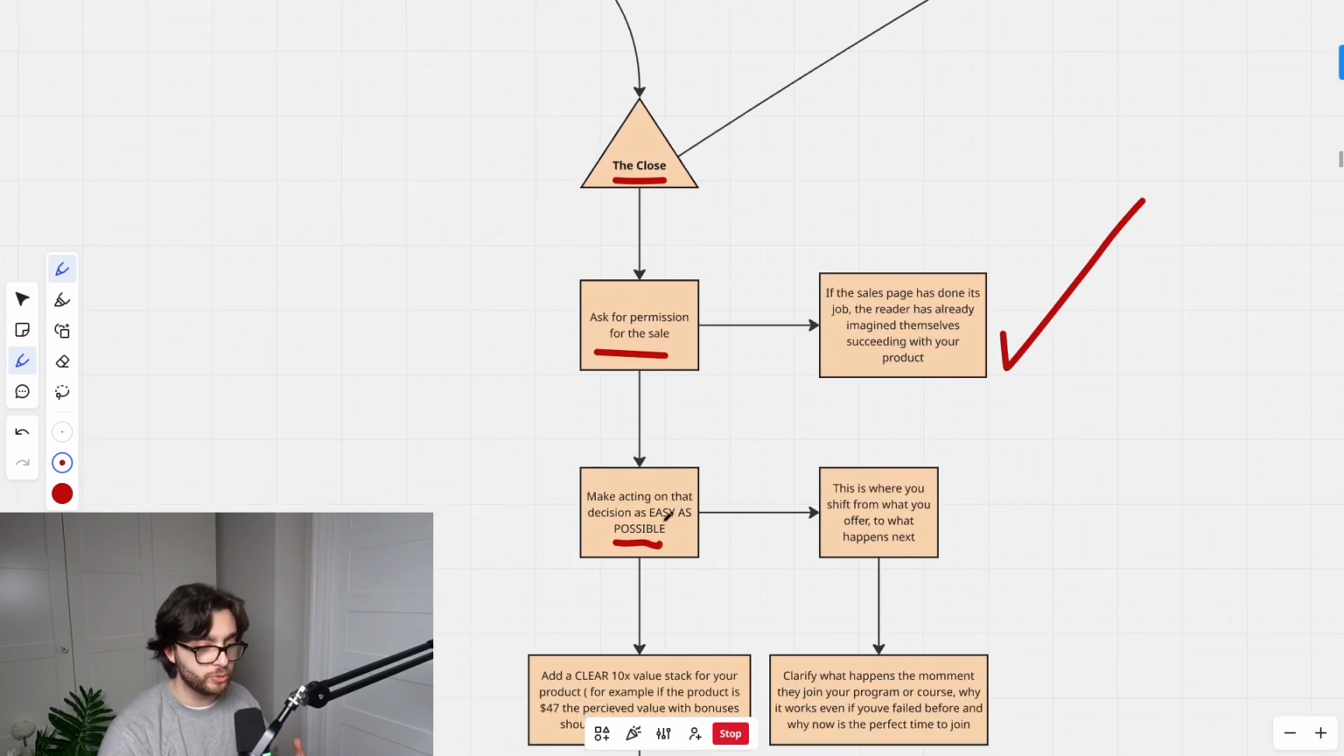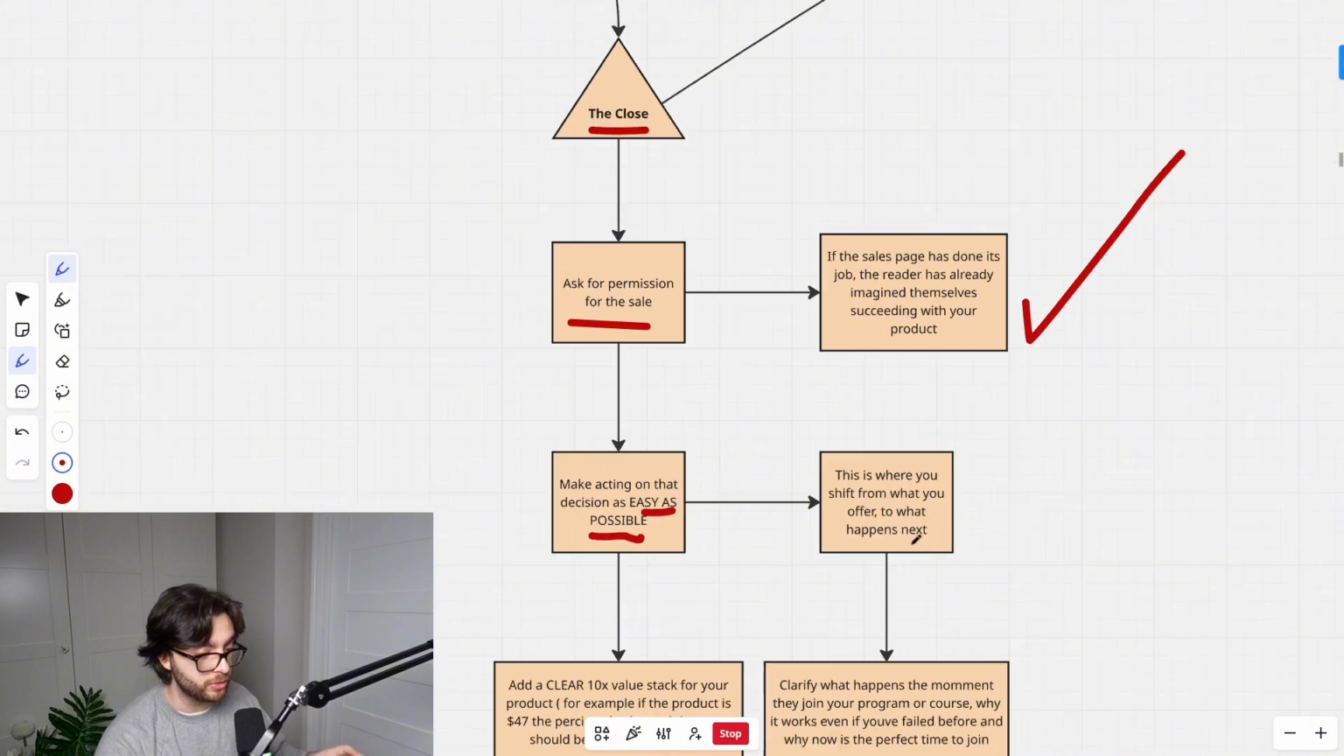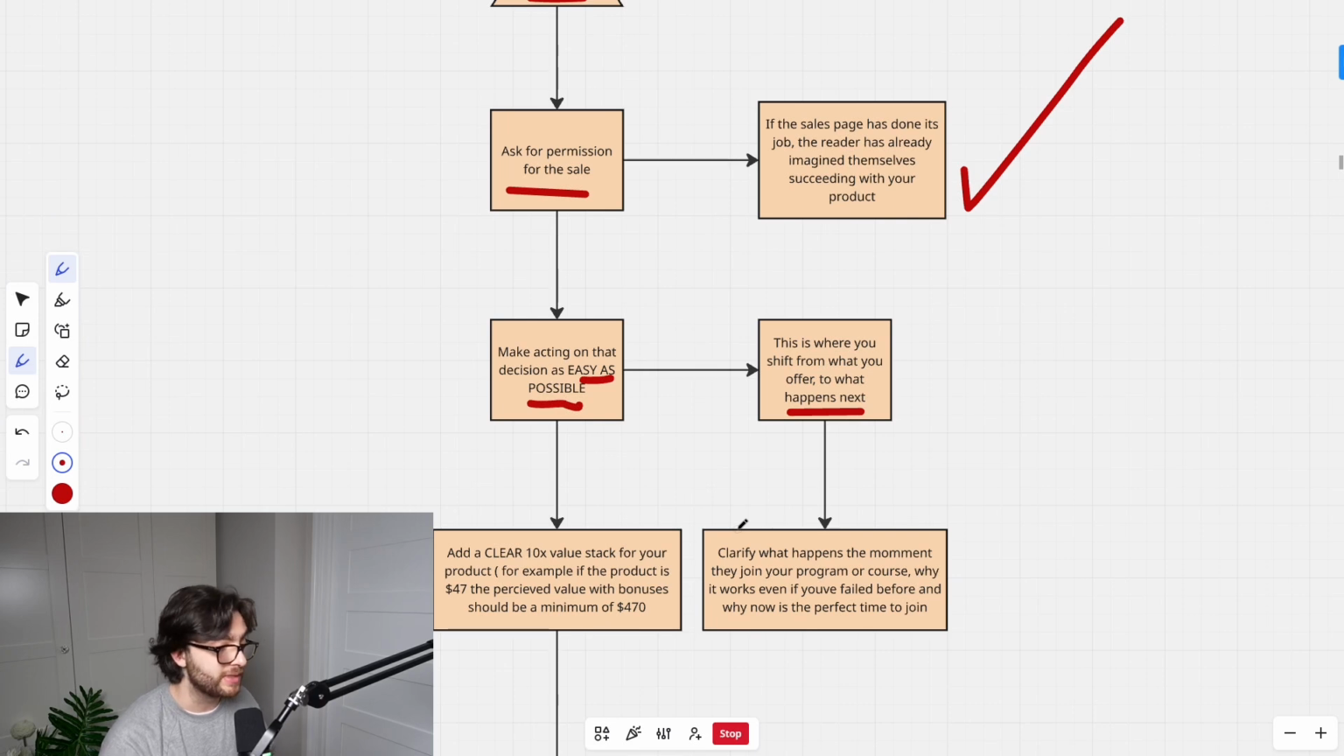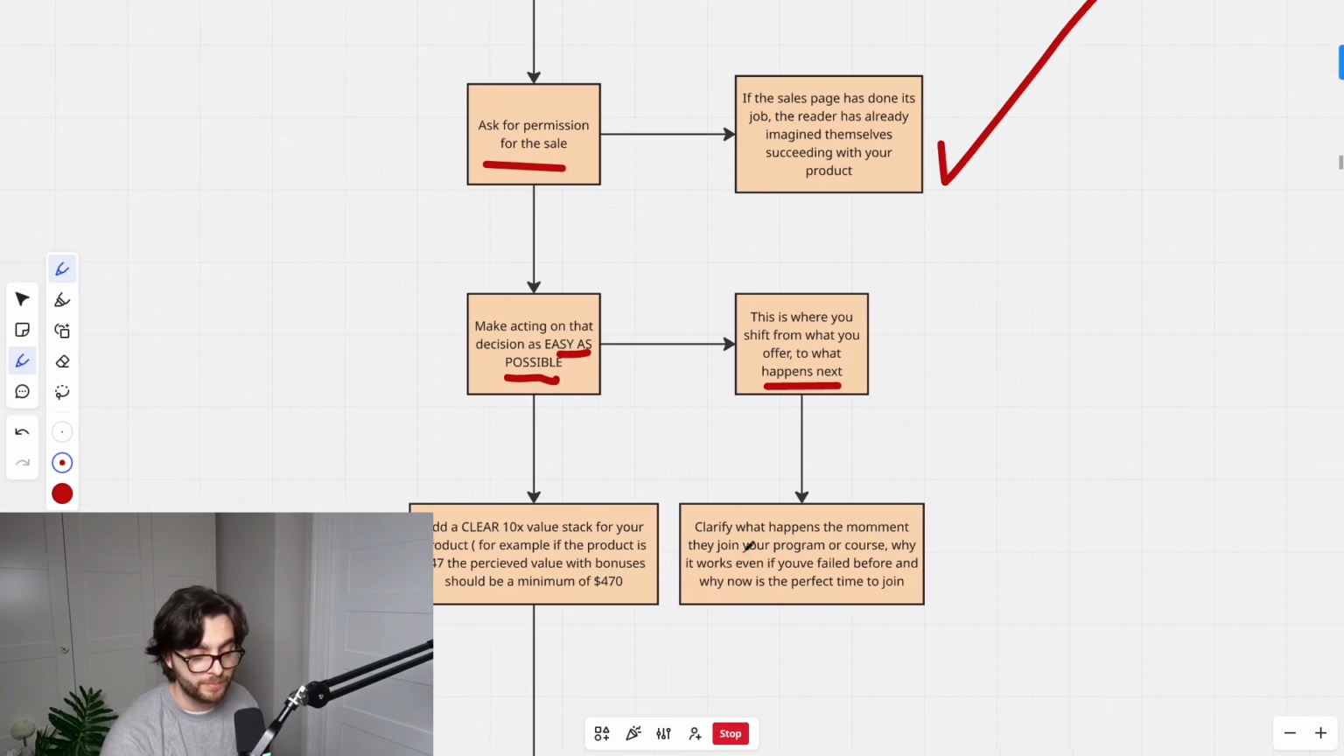This is where you shift from going into what you offer to this is what happens next. Let me explain a little. So instead of dumping features, you can clarify the outcomes of the product, right? And you do that by telling them exactly what's going to happen the moment they join and why this works even if you failed before. And here's why now is the perfect time.